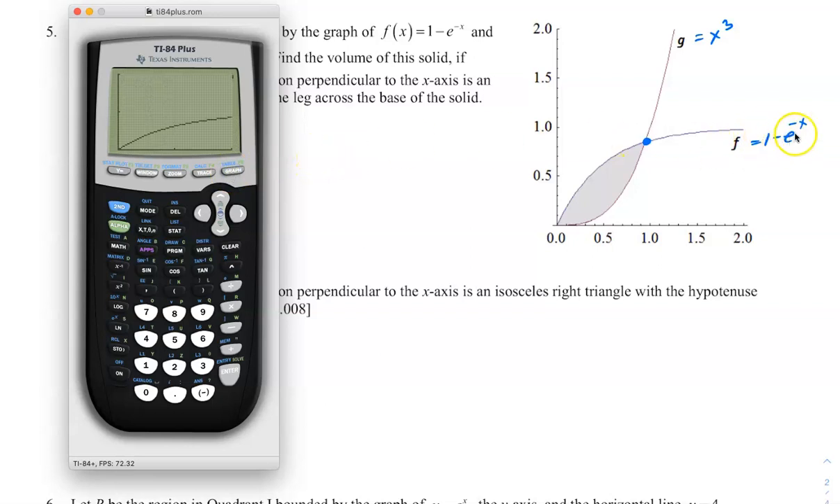There we go. That's my 1 minus e^x, and there's the x cubed. So it looks like 1 minus e^x is the top one. So let's find the intersection. Second, calculate, intersection.